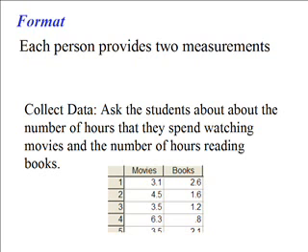Looking at the small little data square at the bottom middle, you can see that there's data shown for, well, at least 4 participants. For participants 1 through 4, it's clearly shown. And for each participant, for example, participant number 2, we can see that that person spent 4.5 hours watching movies and 1.6 hours reading books. So for each participant, we're going to get 2 measurements.